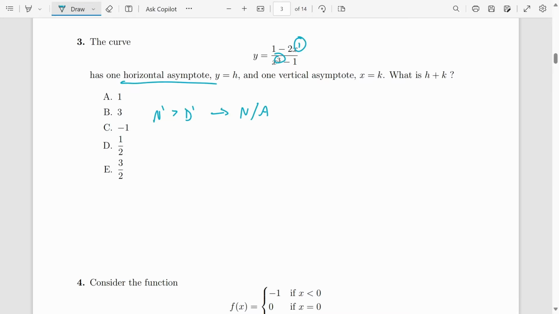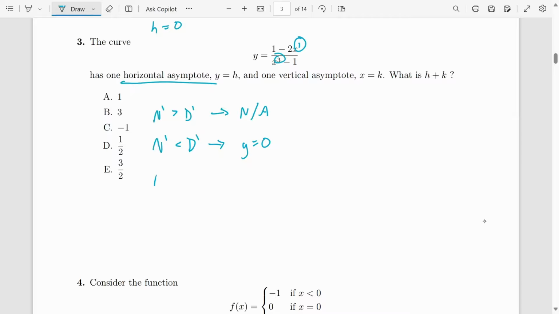There's none. Now, in the case where it's the opposite, where the degree of the numerator is less than the degree of the denominator, there is 1, it's y equals 0. So that is actually our case. Since 1 is less than 3, we're going to have our horizontal asymptote at y equals 0. So let's put that up here, h equals 0.